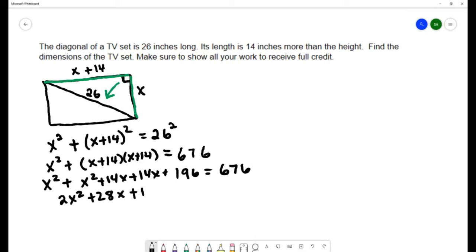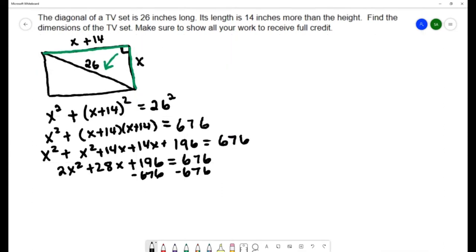And once again, we have a quadratic. I'm going to subtract 676. And we have 2x squared plus 28x. And let me do 196 minus 676. So negative 480.